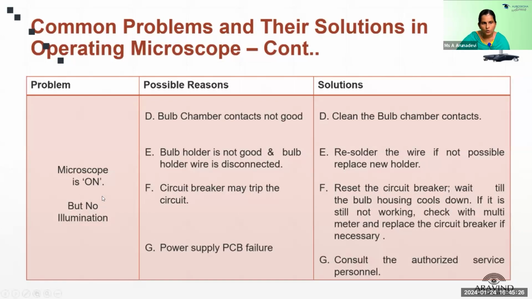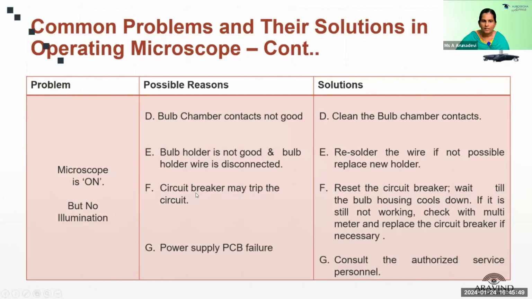Next, the microscope is on but there is no illumination. Sometimes the bulb chamber contact may not be good. Clean the bulb chamber contact. If the bulb holder is not good or the bulb holder wire is disconnected, resolder the wire. If it is not possible, replace it with a new holder.